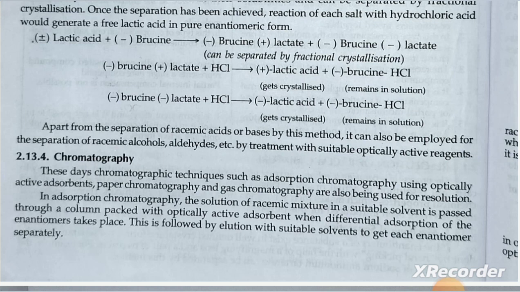Apart from the separation of racemic acid or base, this method can also be employed for the separation of racemic alcohol, aldehyde, etc. by treatment with a suitable optically active reagent. Fourth is chromatography.